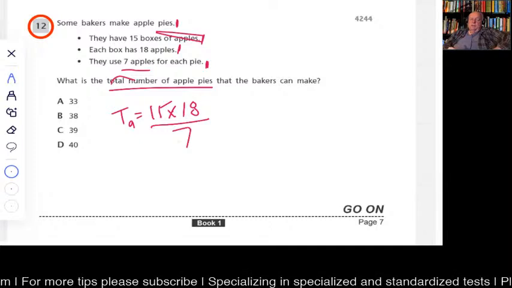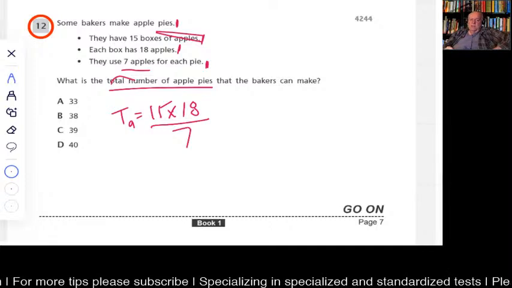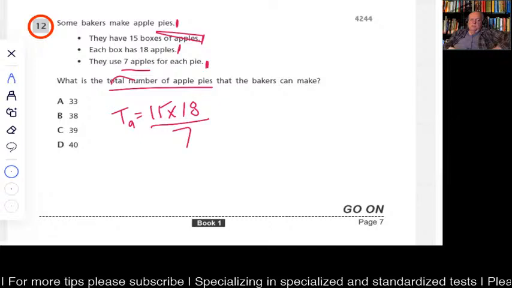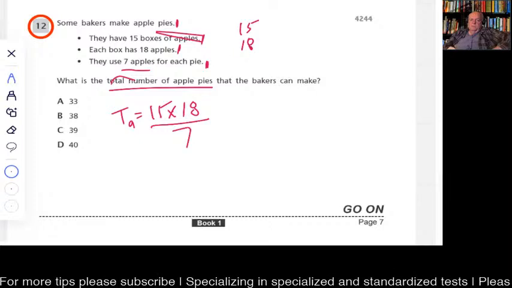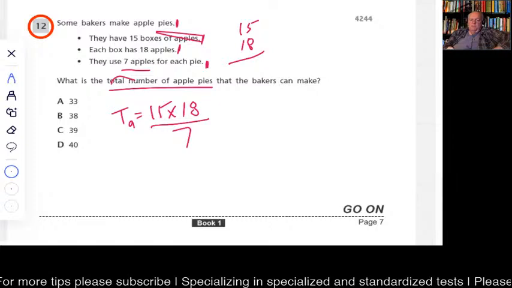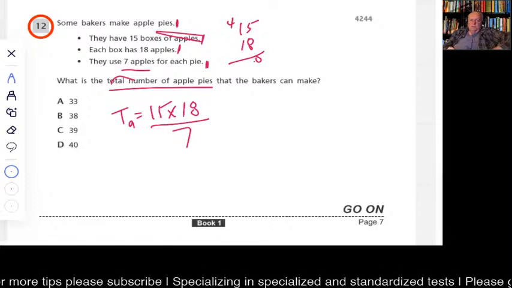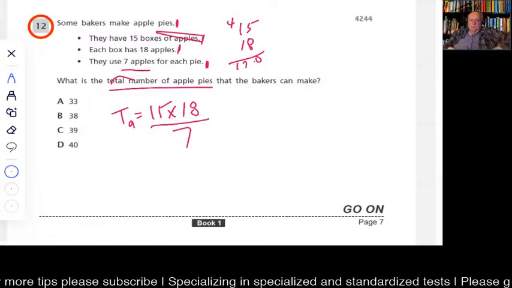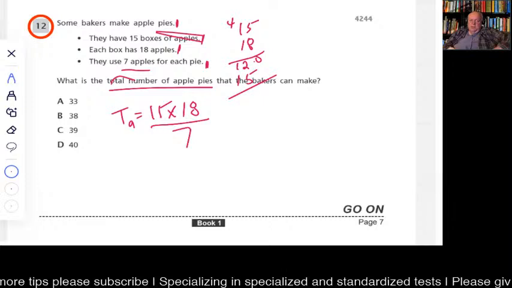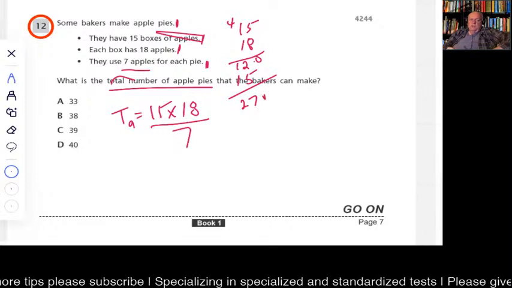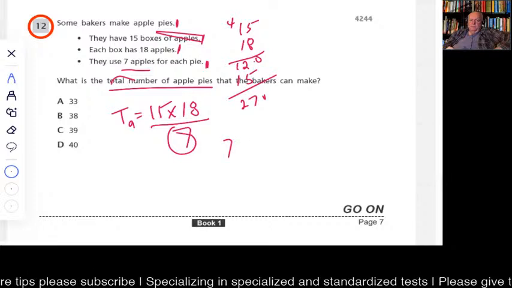There's a nasty multiplication here that you have to do. It turns out that 7 does not divide into 15 or 18, so you actually have to do this multiplication. Let's do 15 times 18. We get 8 times 5 is 40. Write 0, carry 4. 8 times 1 is 8, plus 4 is 12. Then 1 times 5 is 5, and 1 times 1 is 1. So it looks like we get 270, the total number of apples. Now we have to take that 270 and divide it by 7. So 7 goes into 270.